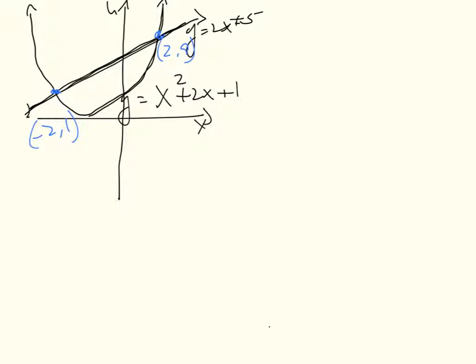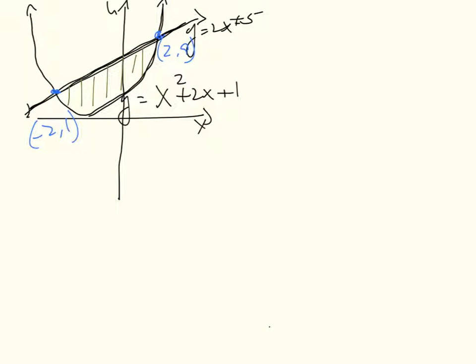Okay, we're looking at problem number 7, where it says find the area between the graphs of y equals x squared plus 2x plus 1. That is a parabola, the graph is shown here. And the graph of y equals 2x plus 5. That is our line here. If we want the area between those two curves, we're going to be looking at this region here.